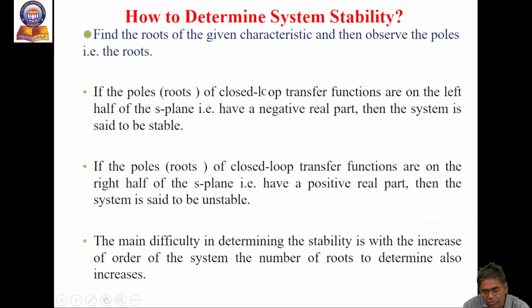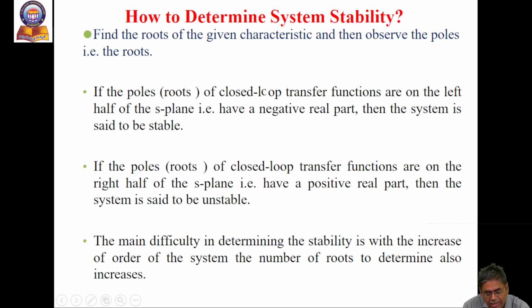If the poles are roots of a closed loop transfer function, this is important, not the open loop transfer function, and lie in the left half of the s plane, that is, having a negative real part, then the system is said to be stable. If the poles are roots of a closed loop transfer function in the right half of the s plane, that is, a positive real part, then the system is said to be unstable.